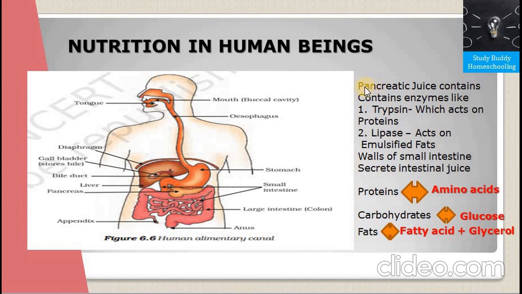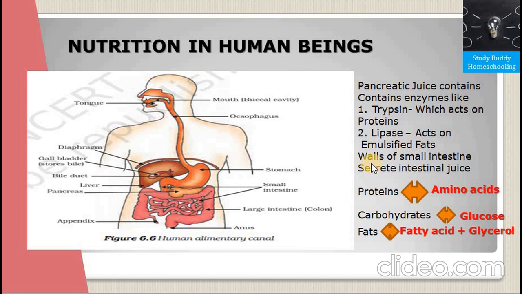We discussed that pancreatic juice needs an alkaline environment for the enzymes to work. So what are the enzymes which are produced by the pancreatic juice? They are trypsin and lipase. Trypsin acts on the proteins and breaks them down into amino acids, and lipase acts on the emulsified fats.